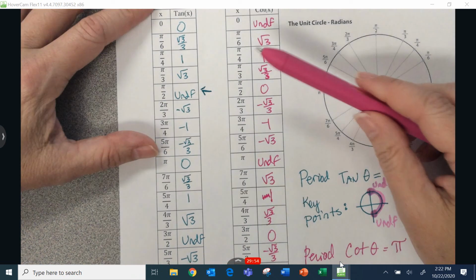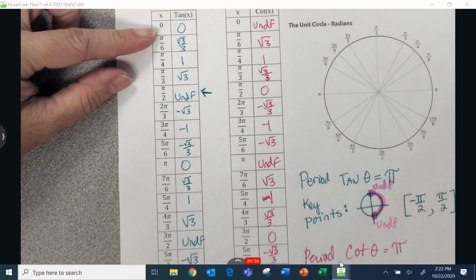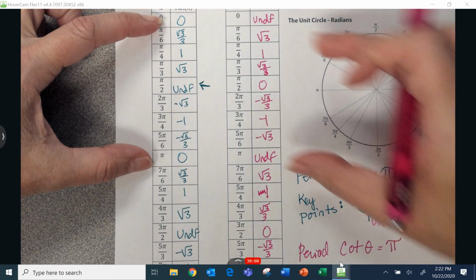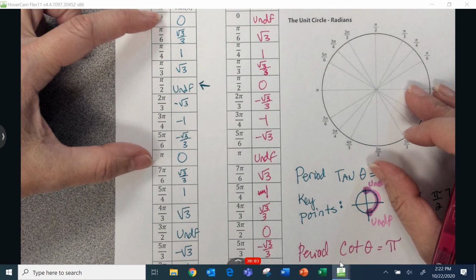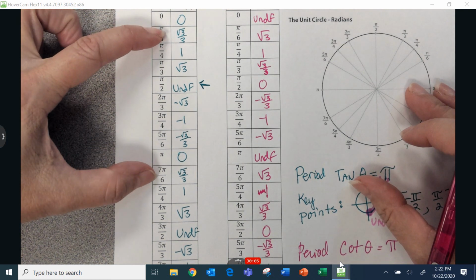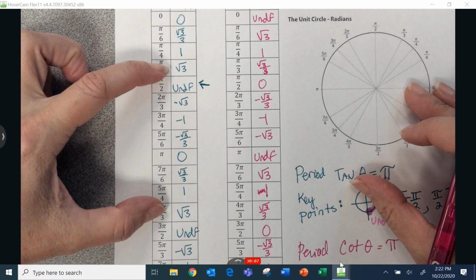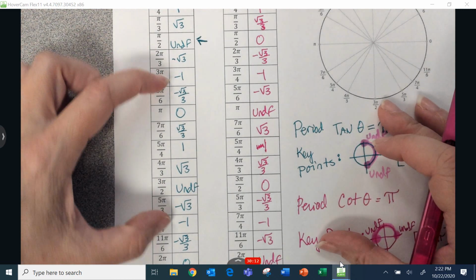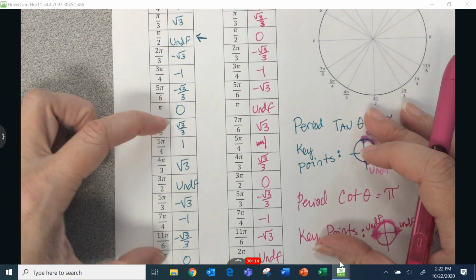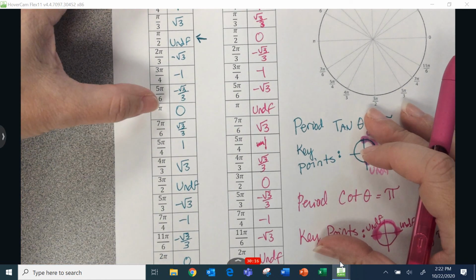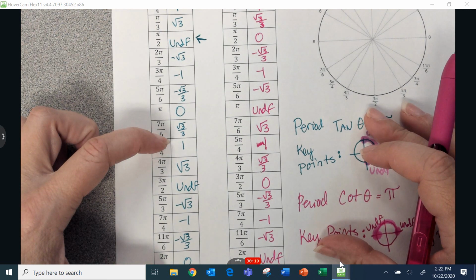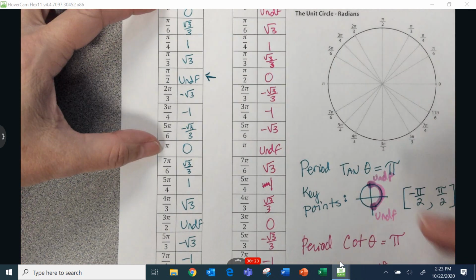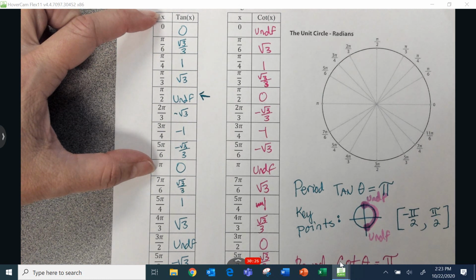What I want you to notice, if I'm pointing to 0 here and I'm pointing to 0 here, if you look at the values of tangent or cotangent, in order, 0, then radical 3 over 3, then 1, then radical 3, then undefined, then negative radical 3, then negative 1, then negative radical 3 over 3, then 0. They're exactly the same 2 times in a row. Because of that, one cycle of tangent is only pi long.